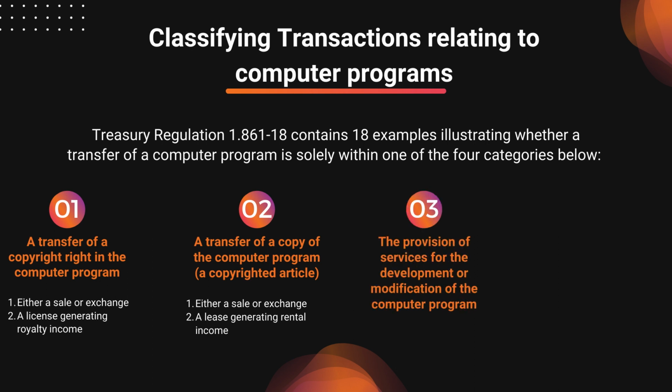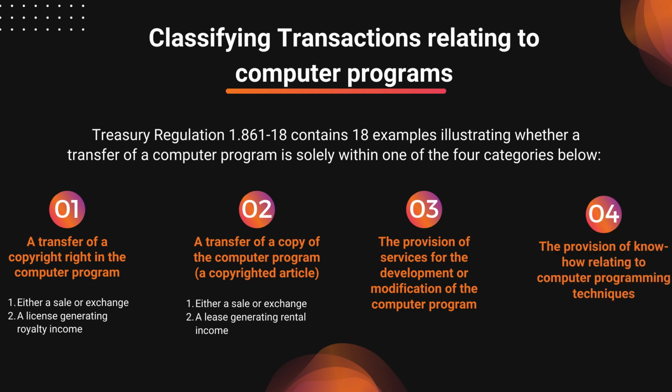And then the third category that the IRS provides that computer programs may fall into is a provision of services for the development and modification of the computer program. And then the last one is the provision of know-how relating to computer programming techniques. Like I said, in this video, we're going to focus on when you have a copyrighted article and when that copyrighted article is considered a sale or exchange upon its transfer.